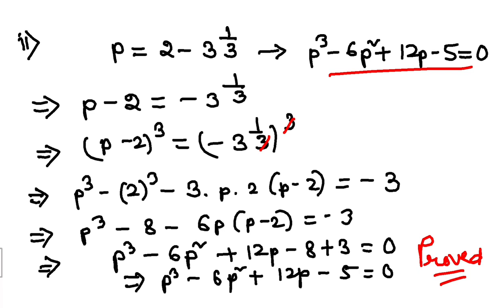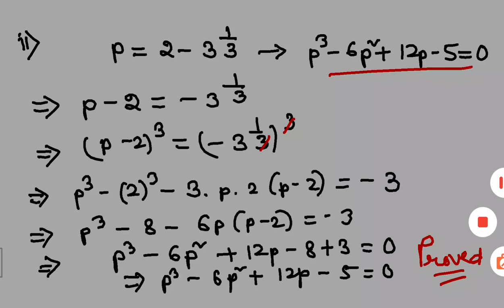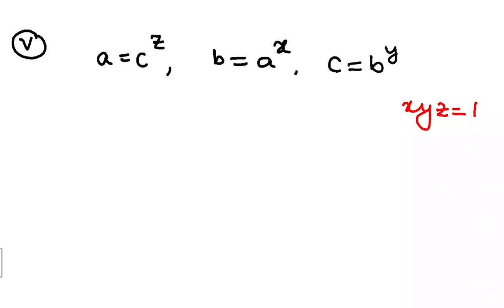Now we shall move on to question number 5. Now that's question number 5. So these are the things given. a is equal to c to the power z, b is equal to a to the power x, c is equal to b to the power y. And this is what you need to prove, xyz equal to 1.